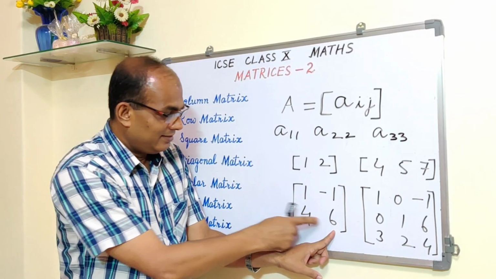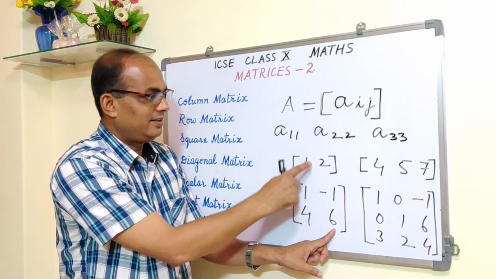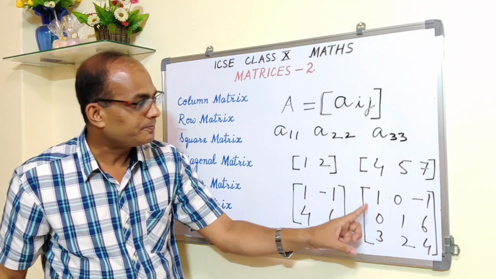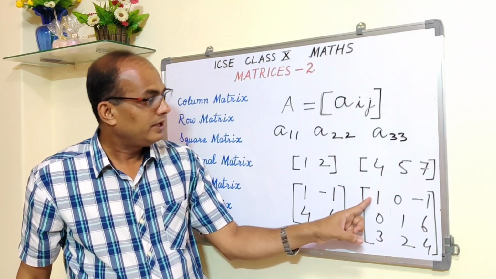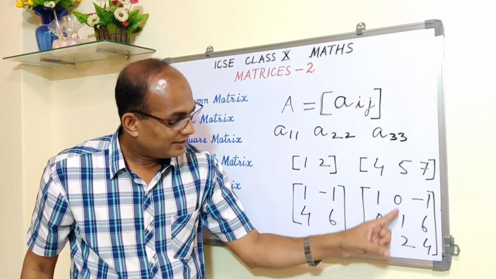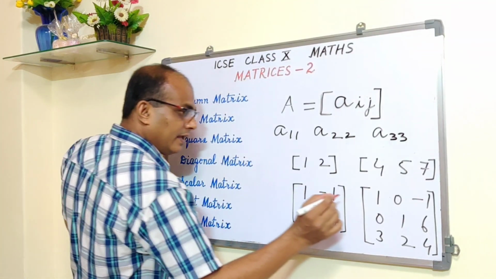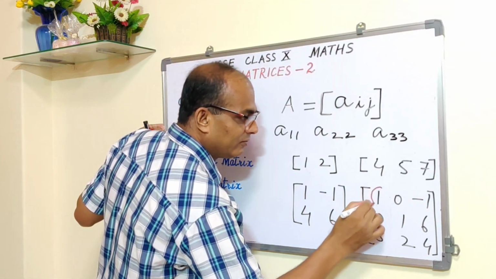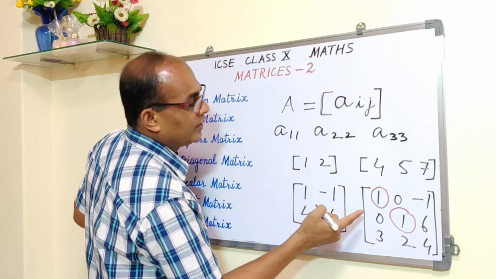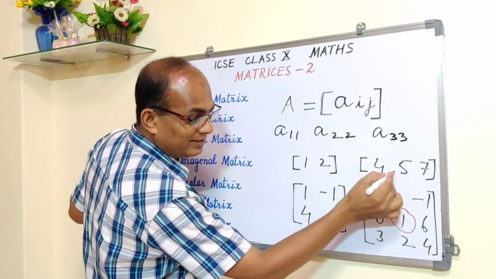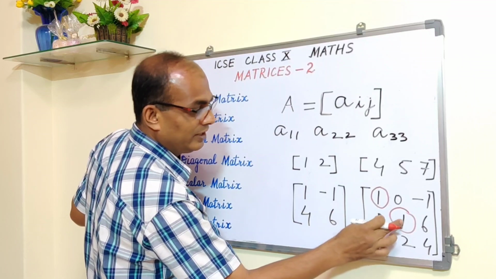Similarly, this is in the second row and second column, so A22 is 6 in this case. Now come here. A11 is 1, first row and first column. This is the second row and this is the second column, so this is A22. If you are confused with the 2 twos, then you can change it.